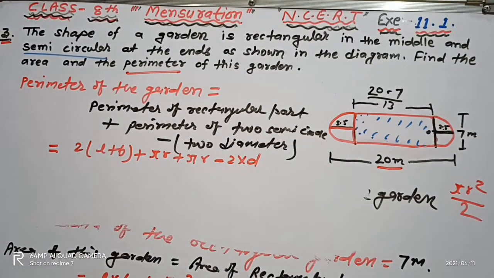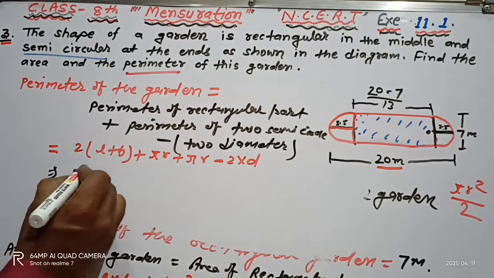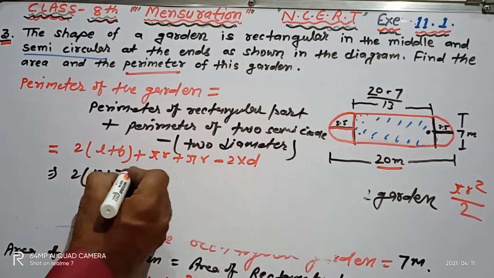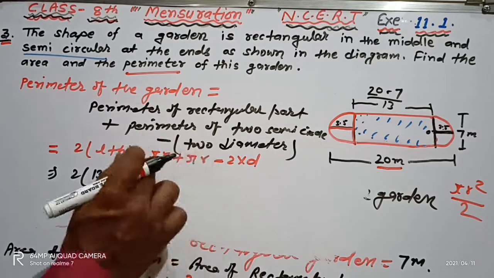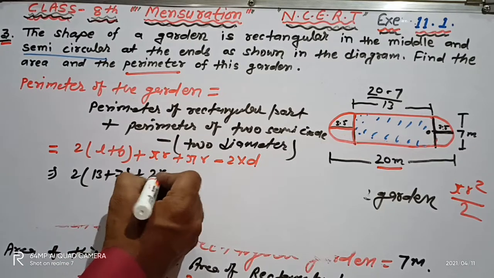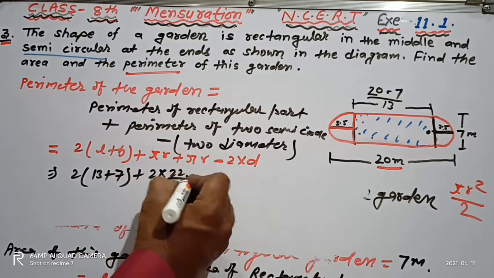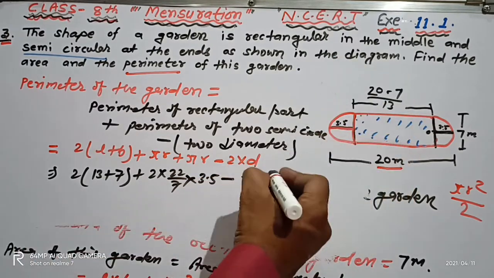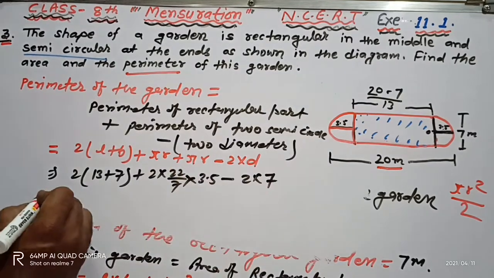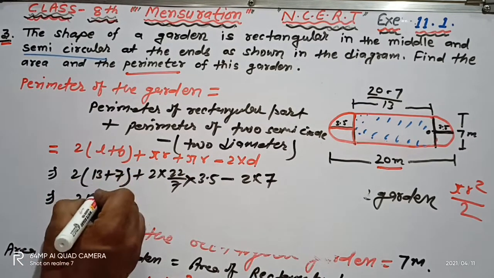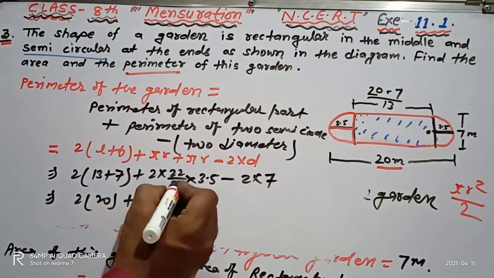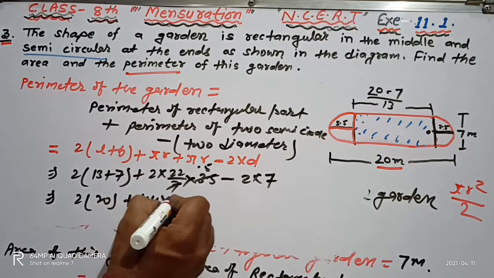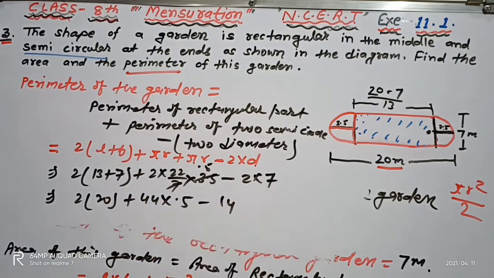It's going to be checked. So you will see that 2 into L, which is 13, and the breadth came as 7 that we have taken, and plus 2 pi r, no problem. So it can be 2 into pi, which is 22 upon 7, the radius for this will be 3.5, and minus 2 into diameter, which is 7, so 2 into 7 will be subtracted. Look at this now: 2 into 13 plus 7 will be 20, plus 7 fives are 35, so it will be 22, 2 fours are 44, into 0.5, minus 7 twos are 14, that will be there.